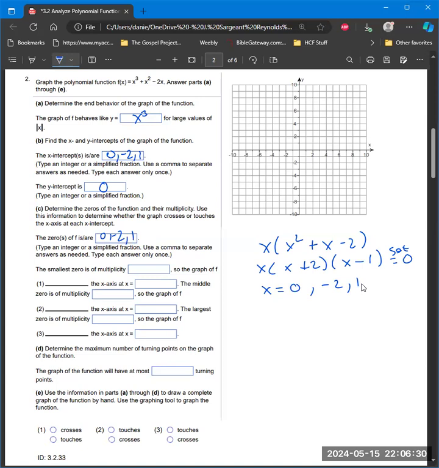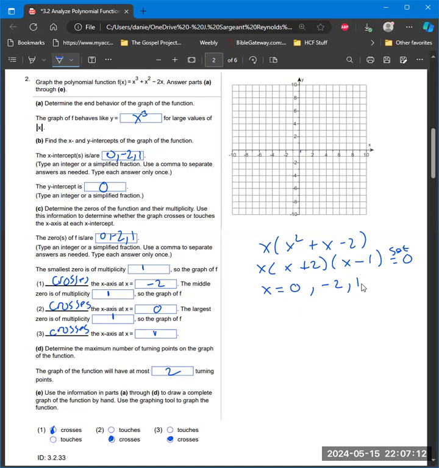The smallest zero, -2, has a multiplicity of 1, so it crosses at x equals -2. The middle has a multiplicity of 1, so the graph crosses at x equals 0. And the greatest has a multiplicity of 1, so it crosses at x equals 1. And 2 turning points here. This was crosses, crosses, crosses.